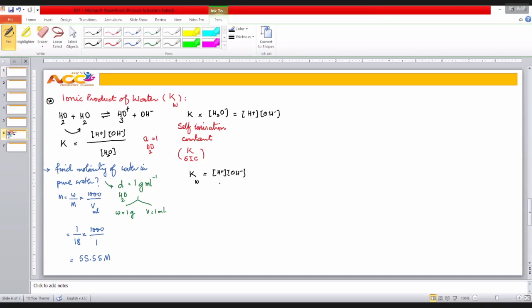Kw is called the ionic product of water. Suppose I want to say this is the ionic product of water. Shall I say it like this? This into this. What is this? K, the dissociation constant, the self-ionization constant, into the concentration of water, 55.55, is equal to the ionic product of water, which is equal to the concentration of H plus ion into the concentration of OH minus ion.